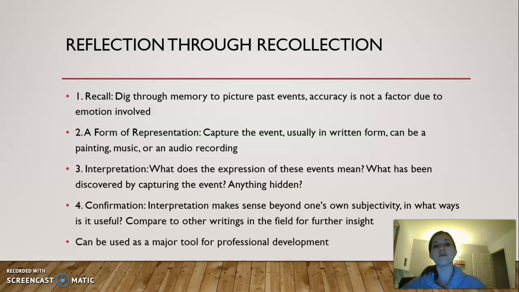So capturing it in some way, whether that's written. And she also says that could even be like a painting or music or even something as simple as an audio recording. Once you have the capturing of the event, you lead into that interpretation again, just like the reflection on action. So, what does the expression of these events mean?